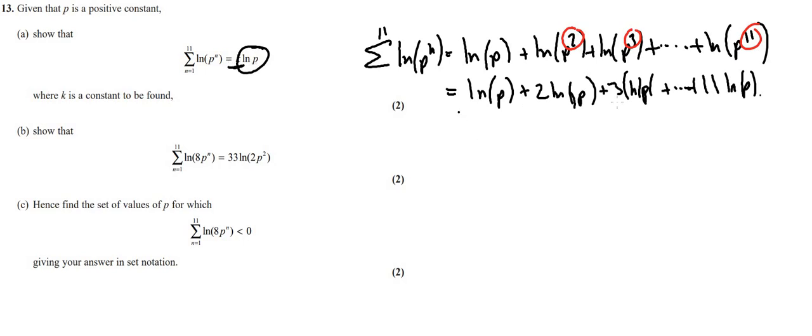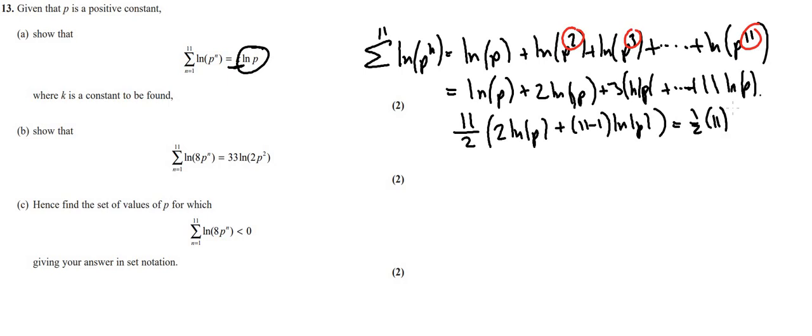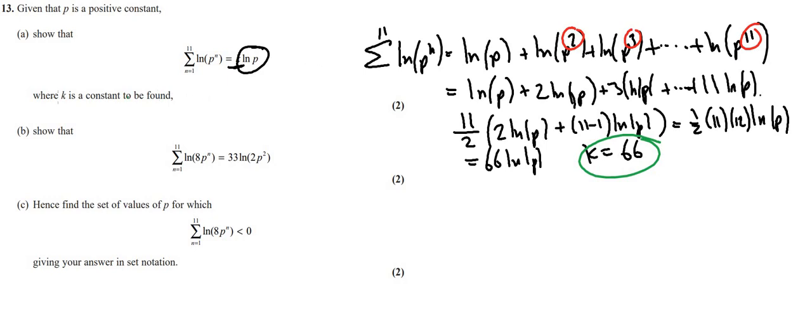So I'm going to get K, some number of log p, and this is just an arithmetic series. When I sum it, it's n over 2 times (2a, two times the first term, plus n minus 1 times the difference), which, if we're adding log p each time, is just log p. That gives me a half times 11 times 12 times log p, which is 66 log p. So our K is 66. Remember, if you're asked to find K, a constant, make sure you write K equals the value. That's going to be our A1 mark.